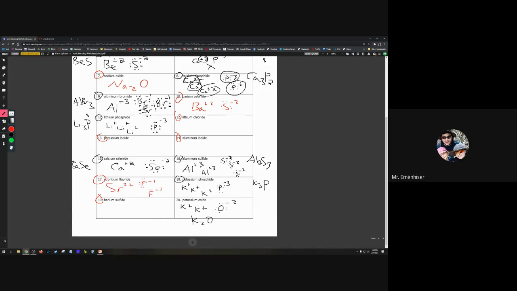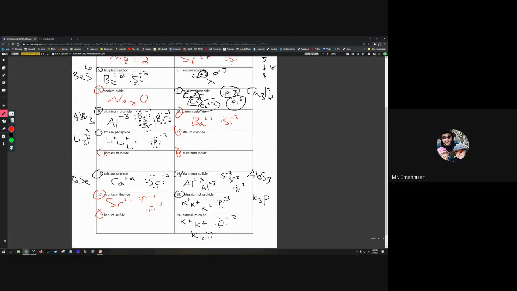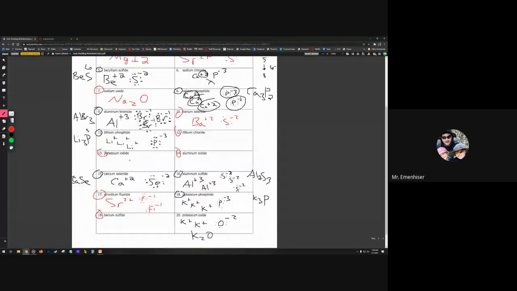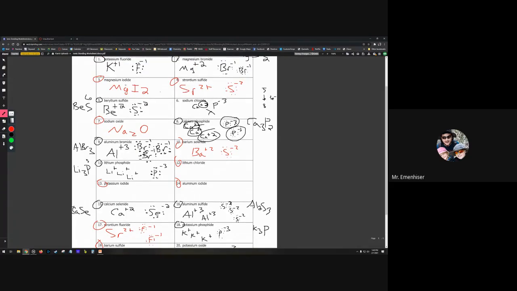I do want you guys to complete the worksheet. So when you turn it in, every one of these boxes should have a Lewis dot diagram in it. But I'll leave a couple for you guys to do. So that one's good. So at this point, we've got 1, 2, 3, 4, 5. I've got to do one more. Barium sulfide. There we go. That one's done. So I'm going to leave these 5 for you guys, okay?